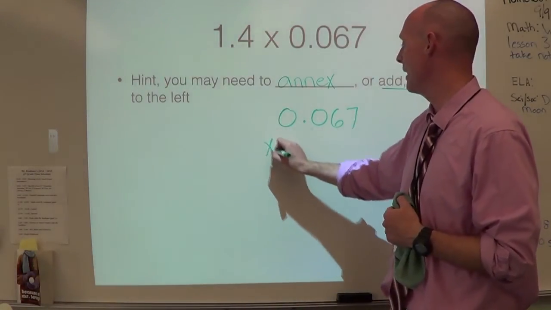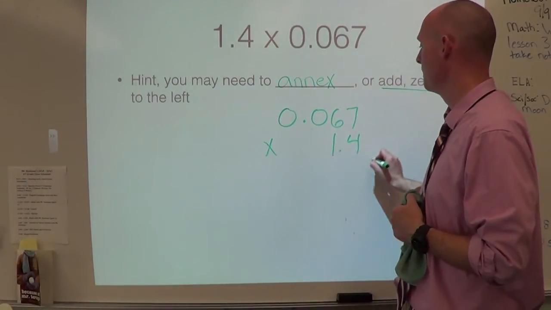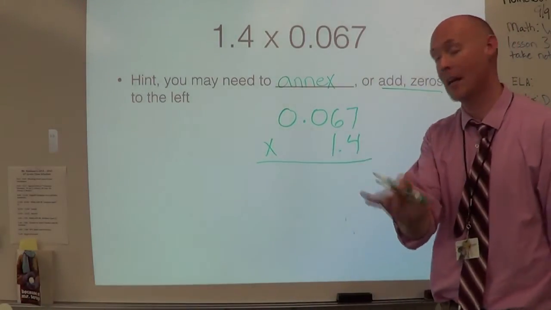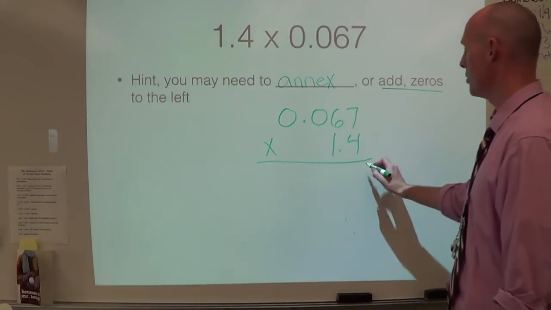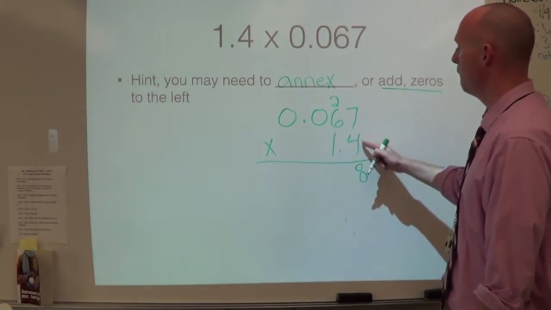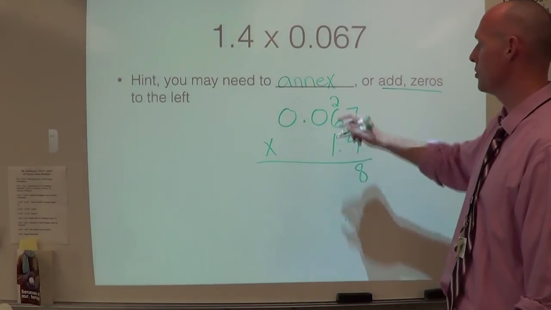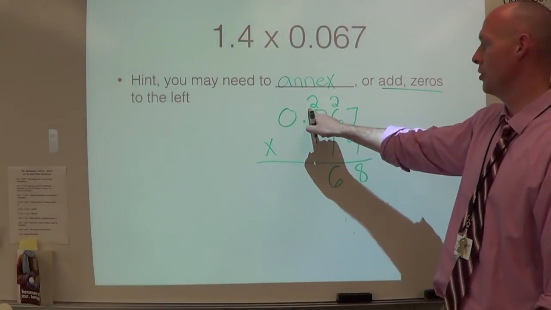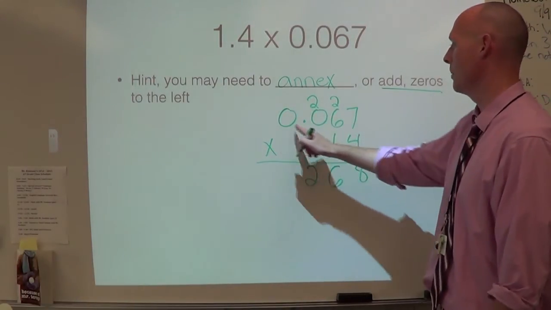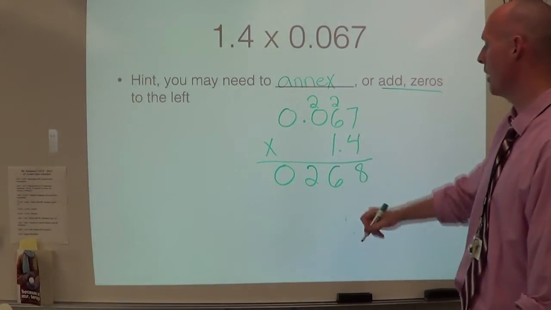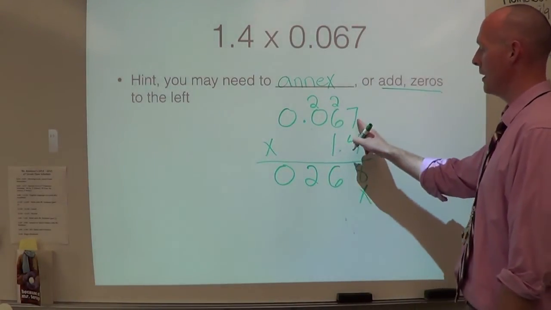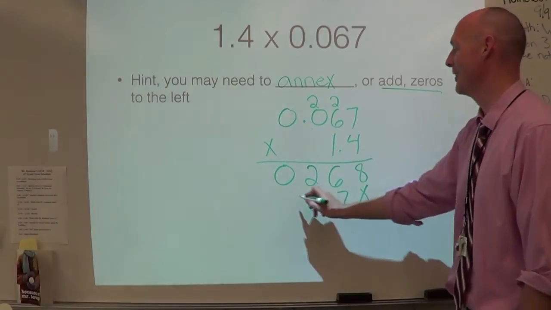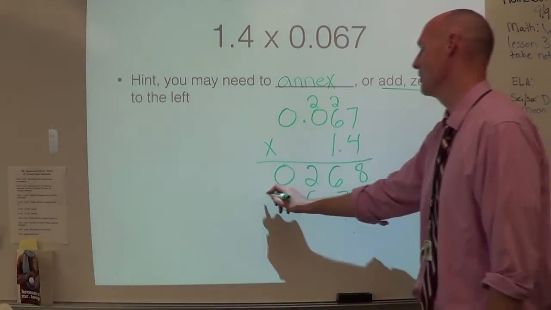0.067 times 1.4. Notice, set it up normally. Now let's multiply normally, ignoring the decimals. 4 times 7 is 28. 8, carry the 2. 4 times 6 is 24, plus 2 is 26. 6, carry the 2. 4 times 0 is 0, plus 2 is 2. 4 times 0 is 0. Excellent. 4 is done. Placeholder there. 1 times 7 is 7. 1 times 6 is 6. 1 times 0 is 0. And 1 times 0 is 0.